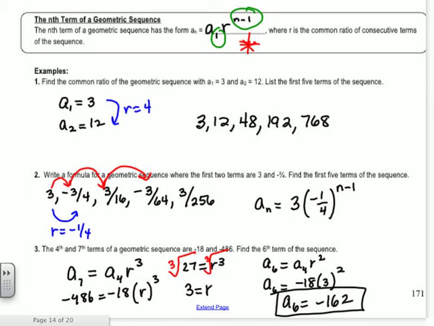It's a sub 6. It's a subscript. So it's telling you what term it is.